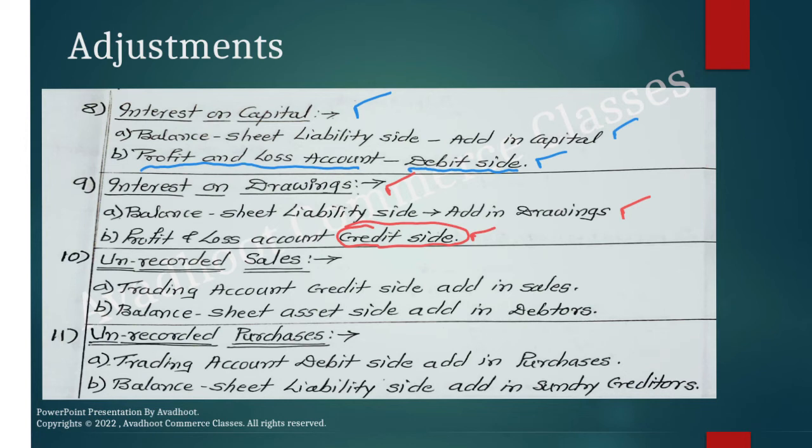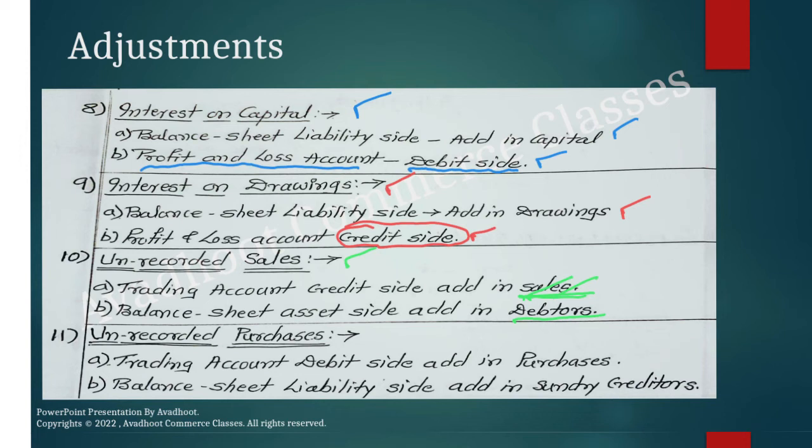Next, unrecorded sales. What do you mean by unrecorded sales? We have made a sale, but for one reason or another, it is not recorded in the books of accounts. Therefore, you are increasing the sales, so it goes to the trading account credit side. You have to add it in the sales. That is unrecorded sales. Obviously, these are credit sales.